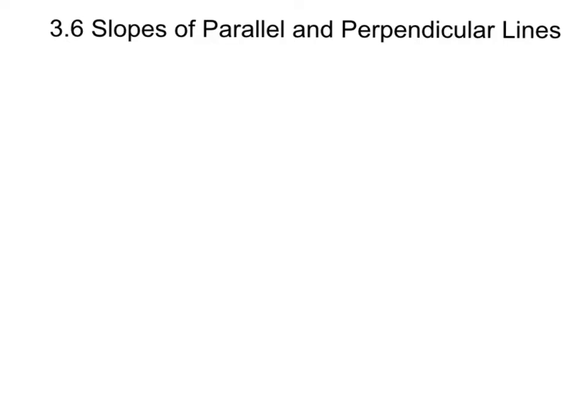In section 3.6, we're going to take special types of lines, in particular, parallel lines and perpendicular lines. Now, if you look at the gray box in the middle, it says two distinct lines in a coordinate plane either intersect or are parallel. Parallel lines are lines that never intersect.